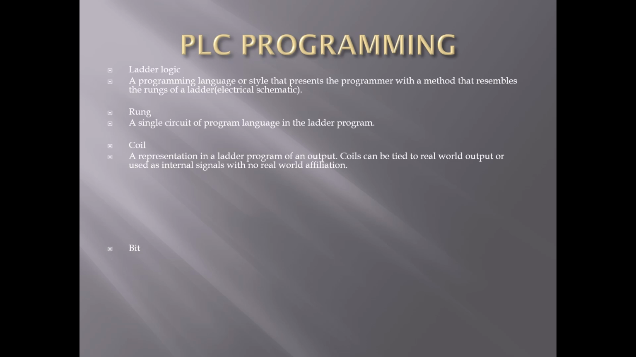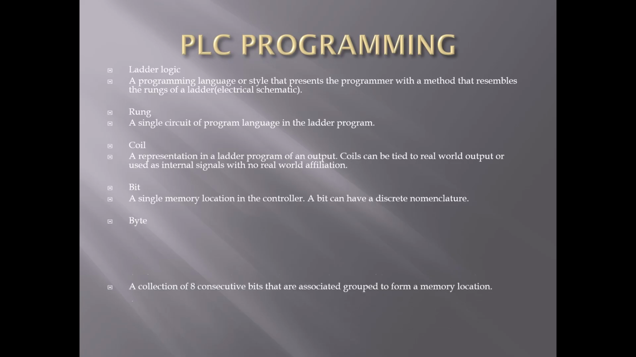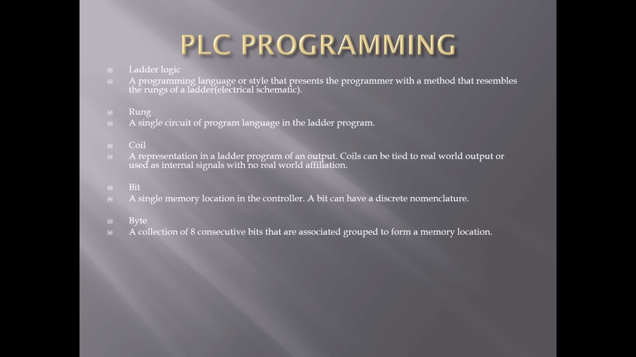affiliation. A bit. A single memory location in the controller. A bit can have a discrete nomenclature. Byte. A collection of 8 consecutive bits that are associated or grouped to form a memory location. Word. A collection of 16 consecutive bits or 2 consecutive bytes grouped to form a memory location.